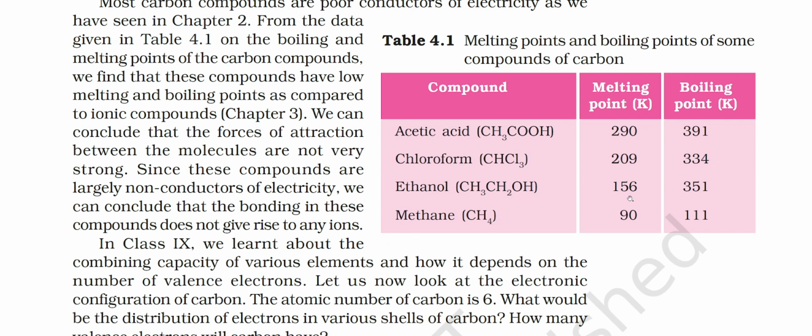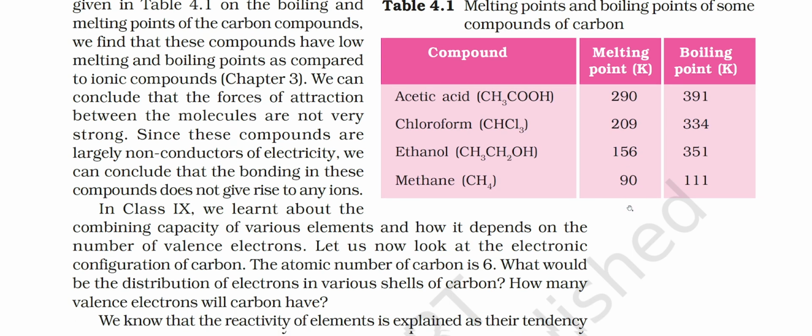Table 4.1. Melting points and boiling points of some compounds of carbon. Acetic acid, melting point 290 Kelvin, boiling point 391 Kelvin. Chloroform, melting point 209 Kelvin, boiling point 334 Kelvin. Ethanol, melting point 156 Kelvin, boiling point 351 Kelvin. Methane, melting point 90 Kelvin, and boiling point 111 Kelvin.